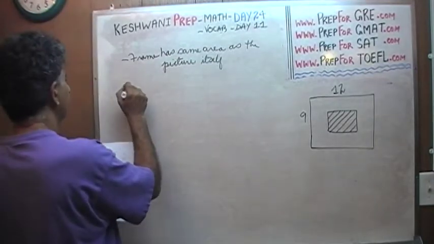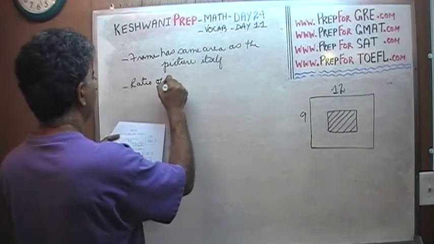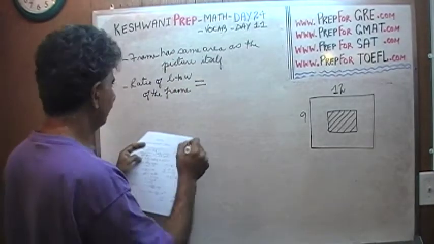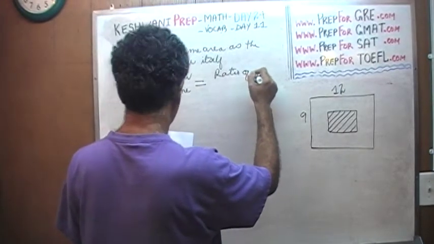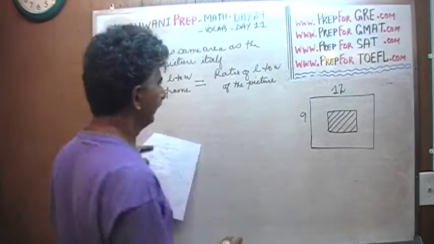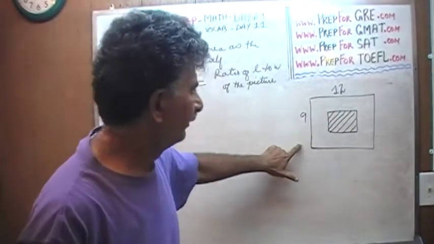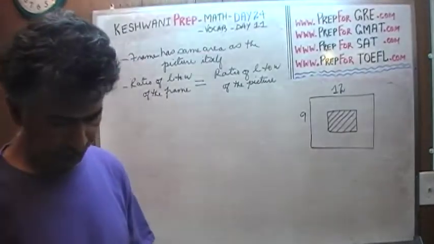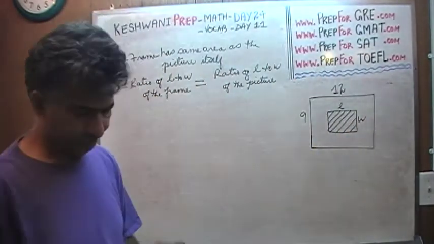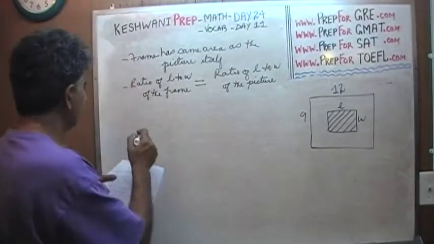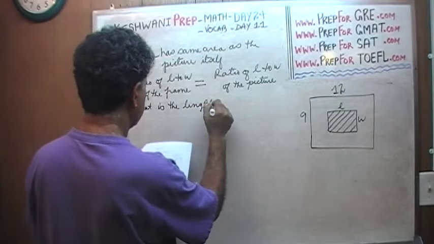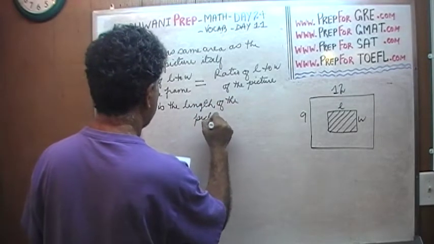And we are also told that the ratio of length to width of the frame is the same as the ratio of length to width of the picture. So let's call these L and W. And here we don't have to call them anything because we know this is 12 and this is 9. And the question is very straightforward, very simple. The question simply is, what is the length of the picture?